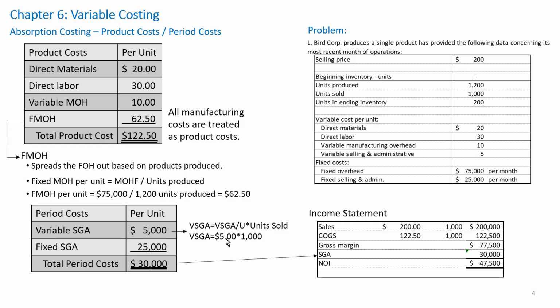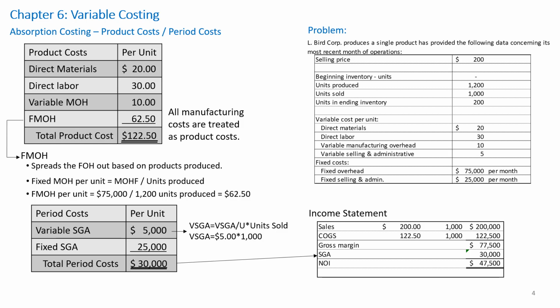The question might be, why use 1,000 and not 1,200? The answer is because SG&A are incurred as products are sold. They are not part of the production process. The fixed SG&A is $25,000 for the entire month. So we just take that total, add it to the variable SG&A, and get a total period cost of $30,000.